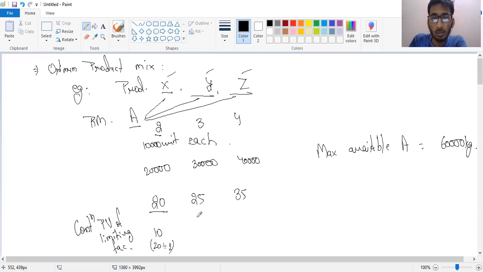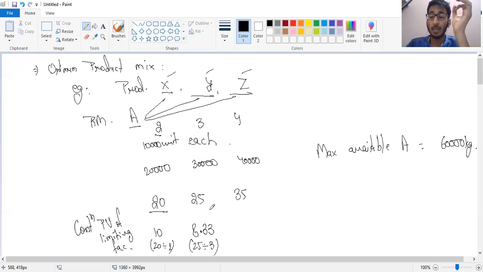Same for Y, it would be 25 divided by 3, so it would be 8.33. Okay. So this is the per unit contribution which we are earning from Y, per unit of raw material. So by selling the Y, we are earning 25 rupees.